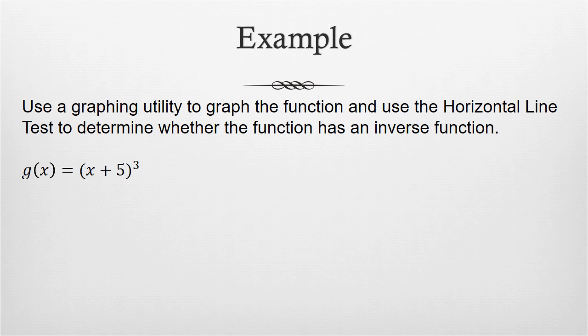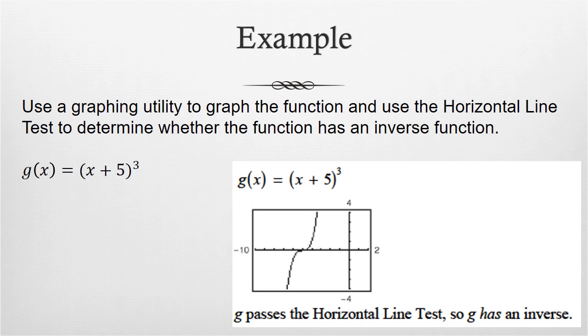Now you're going to use a graphing utility to graph the function and use the horizontal line test to determine if it has an inverse. So really you're just graphing and saying yes or no. Pause the recording, try it, and resume to check your answer. Okay, there's the graph, and it does indeed pass the horizontal line test, so g of x has an inverse.